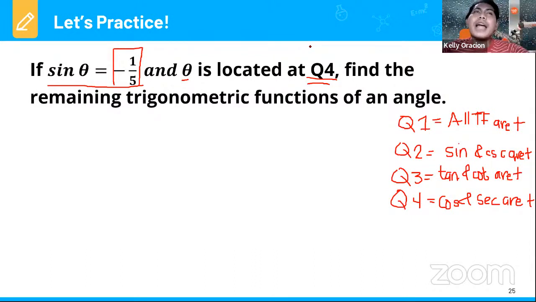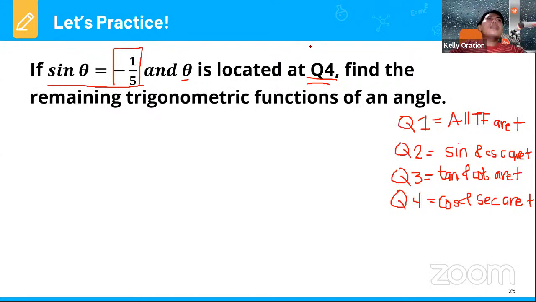It will serve as our guide to the sign of each trigonometric function of a certain problem. For example, quadrant 4, and the given is sine theta. The value of sine theta is negative 1/5. So what are the remaining trigonometric functions? And also, what are their signs?